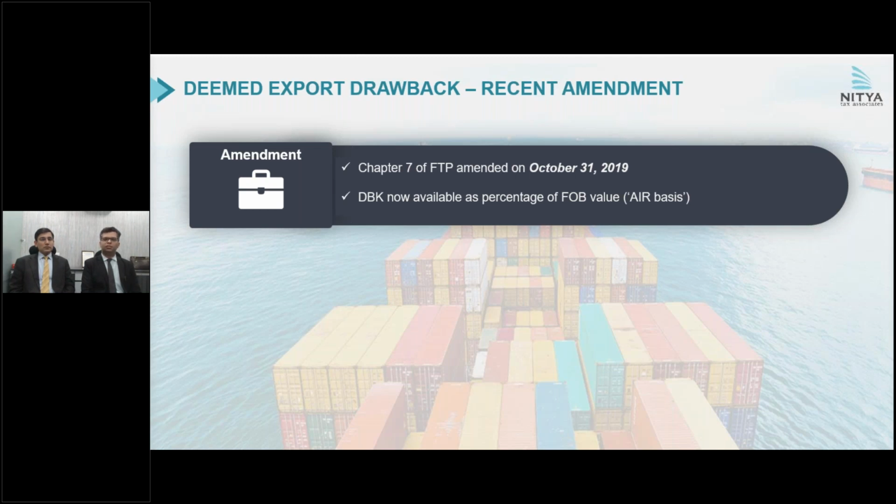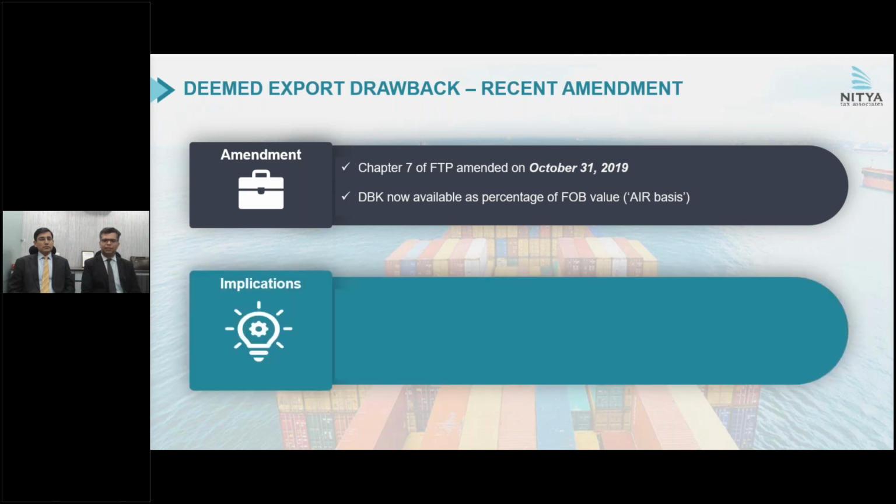So like for physical exporters, there's always an option that when they export the goods, they can get a fixed percentage of drawback of the export value of goods. A similar option has now been extended to the deemed exporter also. And once he supplies the goods to an advance authorization holder or EPCG holder, he too can get this fixed amount of drawback from the government. The implications.